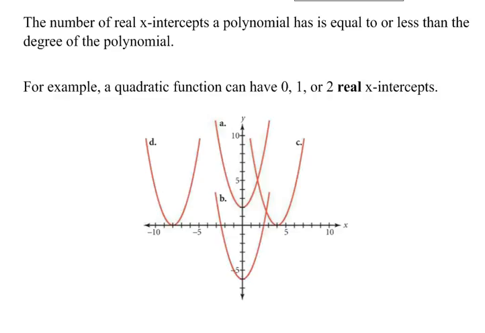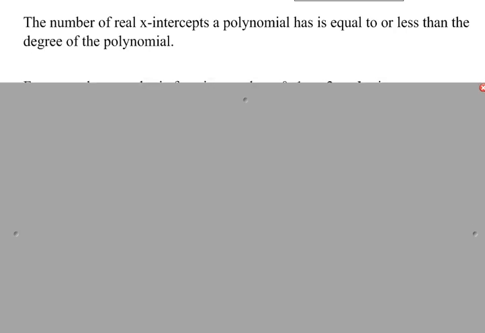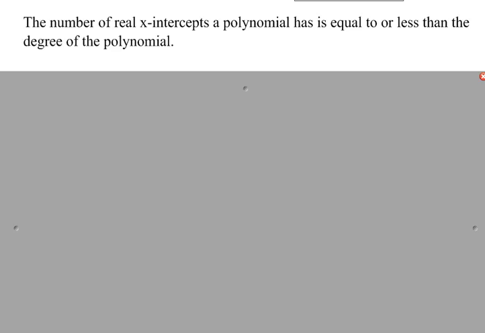The number of real x-intercepts a polynomial has is equal to or less than the degree of the polynomial. So this is actually something that we talked a little bit about prior to this lesson, right? That a quadratic, which is a second degree polynomial, could have up to 2 x-intercepts. A cubic, which is a third degree polynomial, could have up to 3 x-intercepts. If you had a fourth degree polynomial, it could have up to 4 x-intercepts, and so on and so on.